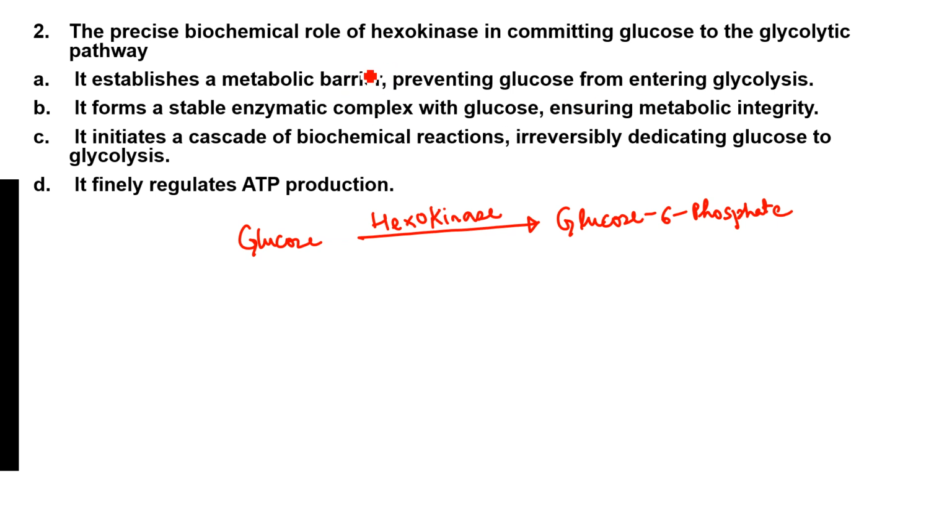This is wrong, right? Why will it form a metabolic barrier? The glucose has to enter the cytosol, or glucose must be present in the cytosol for the glycolysis to occur. So this is wrong. It forms a stable enzymatic complex with glucose, ensuring metabolic integrity. So there is no complex that is formed between glucose and hexokinase. Hexokinase is an enzyme which will convert this substrate into product, right? So this is also wrong. Next, it initiates a cascade of biochemical reactions, irreversibly dedicating glucose to glycolysis.